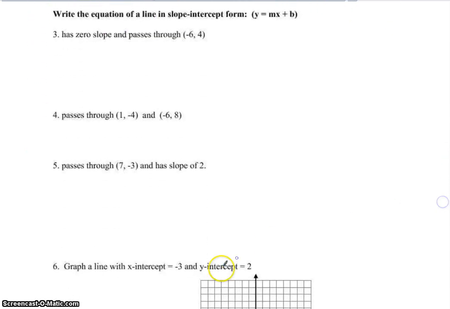Write the equation of a line in slope-intercept form, which means y equals mx plus b. Remember, your slope is your m, and then they gave us a point, which is your x and your y. Make sure that you put the y in for y. So you're going to use the formula they gave you, and instead of a y, you're going to say 4 is equal to your slope, which is 0, times x, which is -6, plus b. 0 times -6 becomes 0. It goes away, so 4 is equal to b.